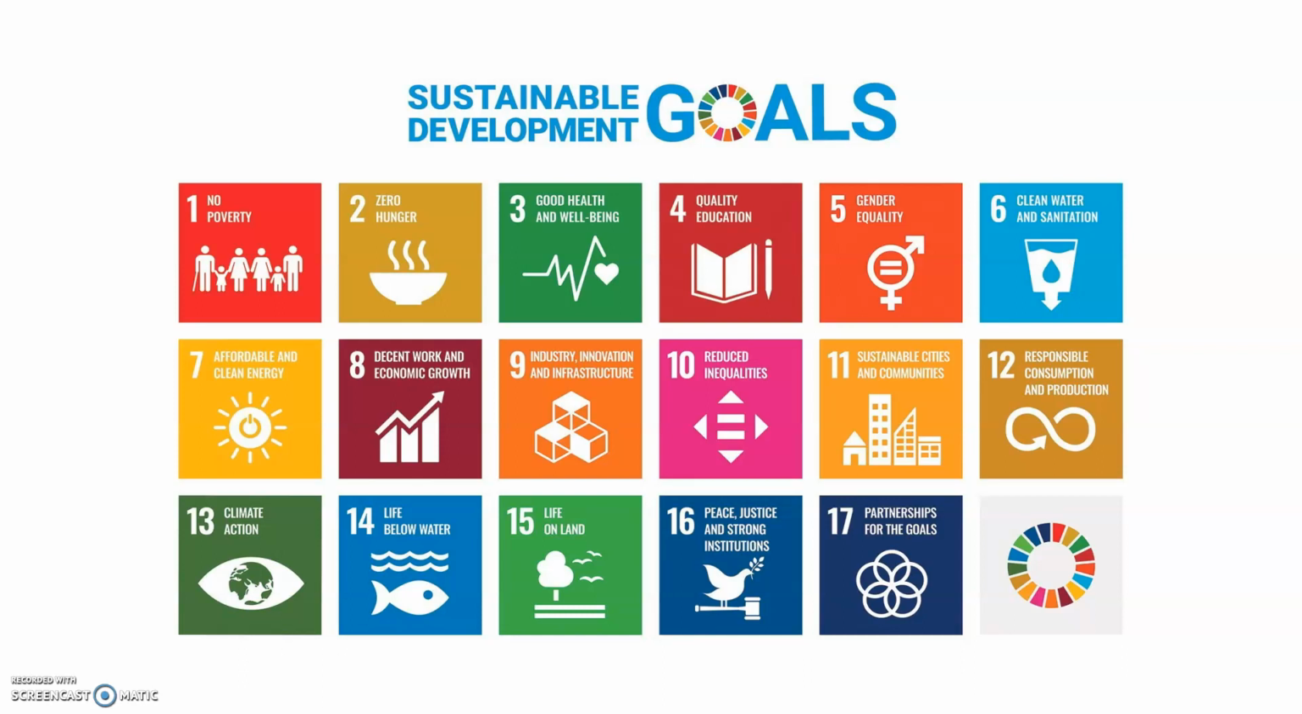So there were 8 Millennium Development Goals, and these Millennium Development Goals could not be achieved due to one reason or another. So the United Nations and other partners developed Sustainable Development Goals, and the target for achieving these goals is 2030. So ladies and gentlemen, this was a brief video lecture about the history and various sustainable development goals.